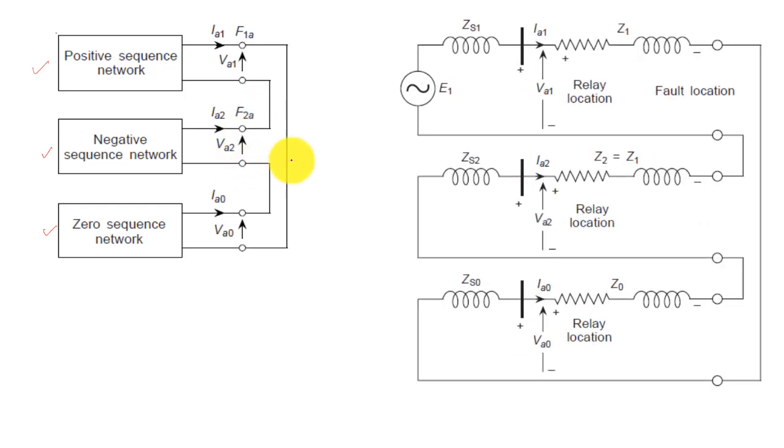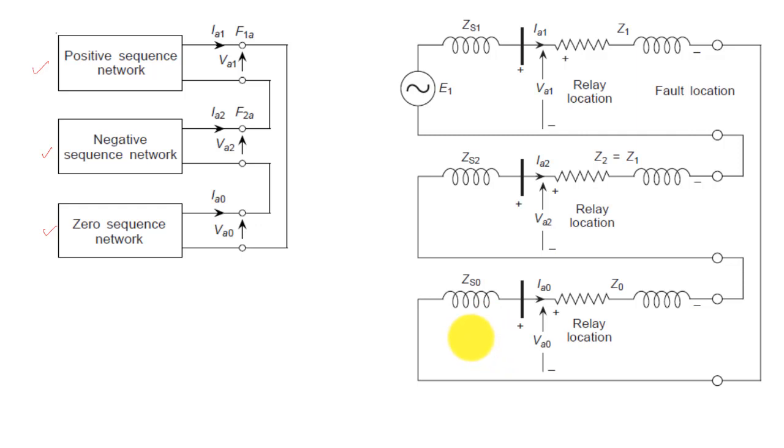Now just representing it using the transmission line parameters, the fault point is here, the fault location, right, at this point. This is your relay location where we are measuring the voltage, in fact at the terminal of the generator, and that is shown in the different sequence networks: the positive sequence network, the negative sequence network, and the zero sequence network.